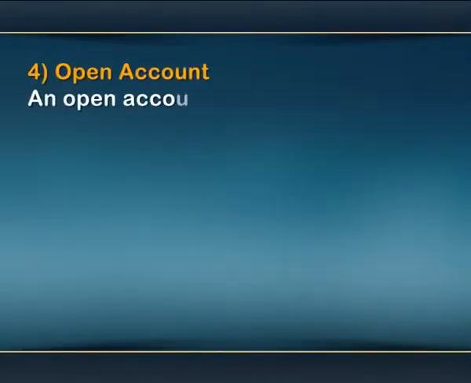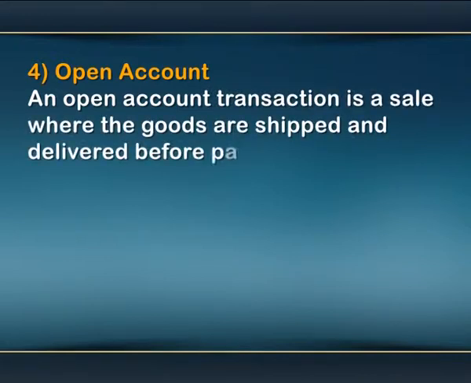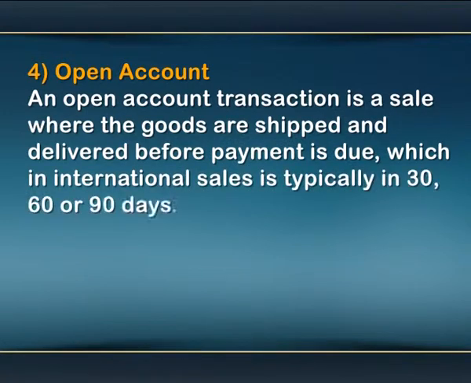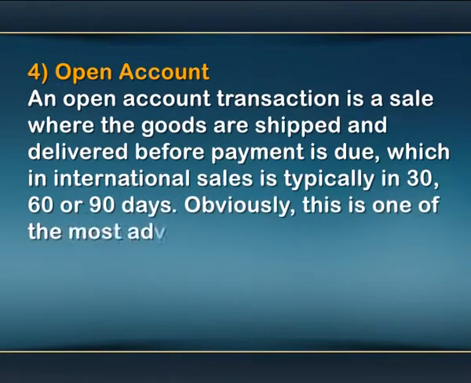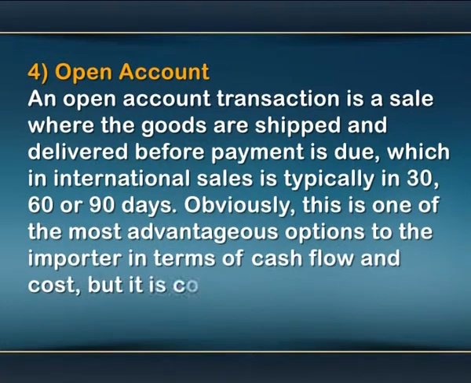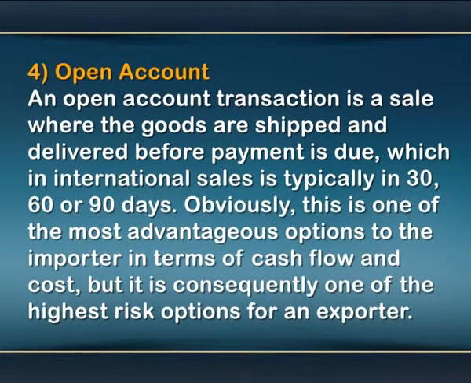Fourth, open account. An open account transaction is a sale where the goods are shipped and delivered before payment is due, which in an international sale is typically in 30, 60 or 90 days. Obviously, this is one of the most advantageous options to the importer in terms of cash flow and costs, but it is consequently one of the highest risk options for an exporter. Because of intense competition in export markets, foreign buyers often press exporters for open account terms since the extension of credit by the seller to the buyer is more common abroad.